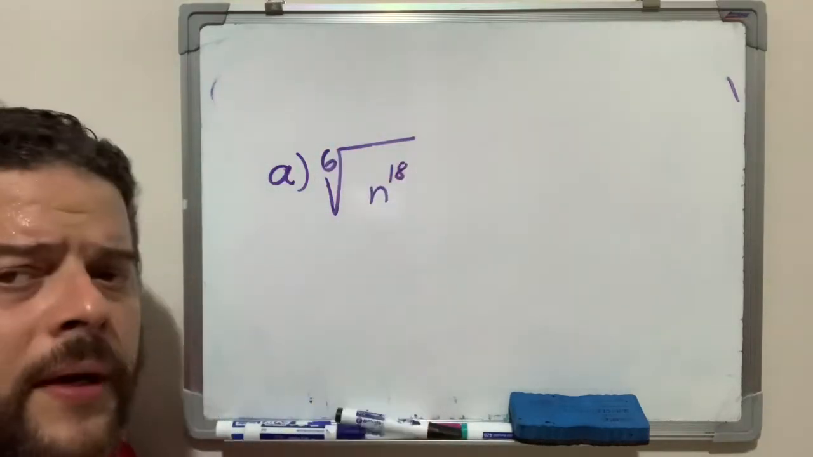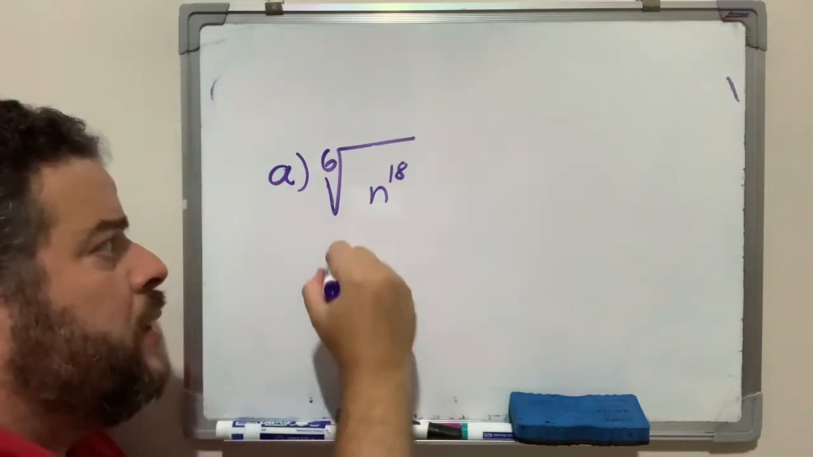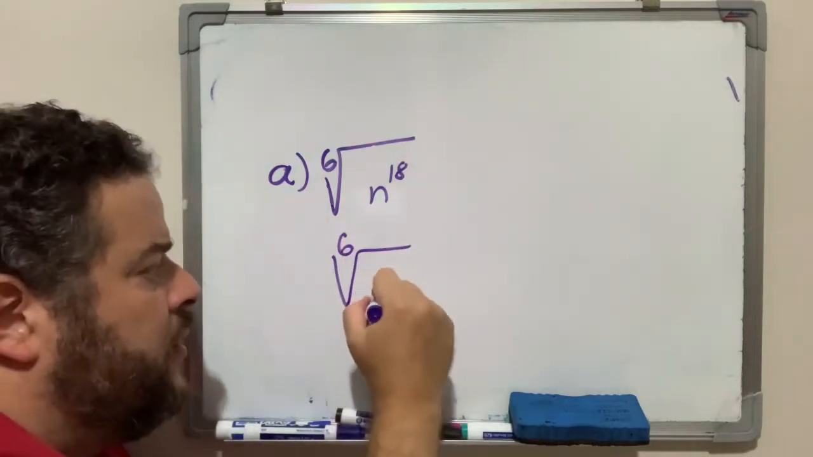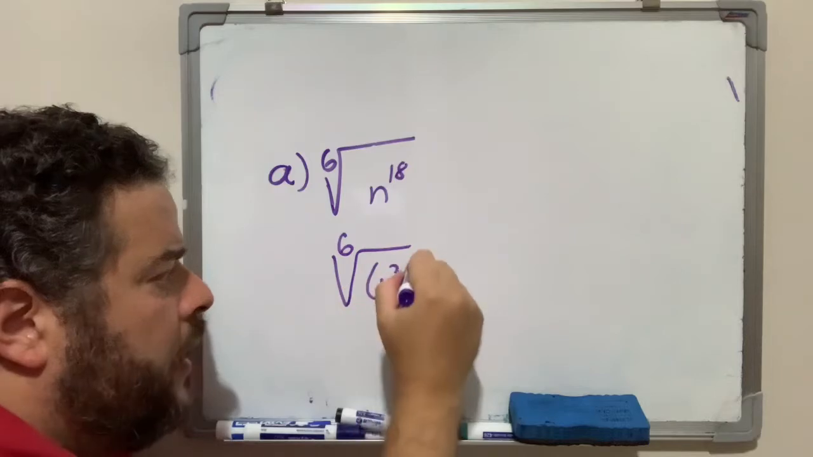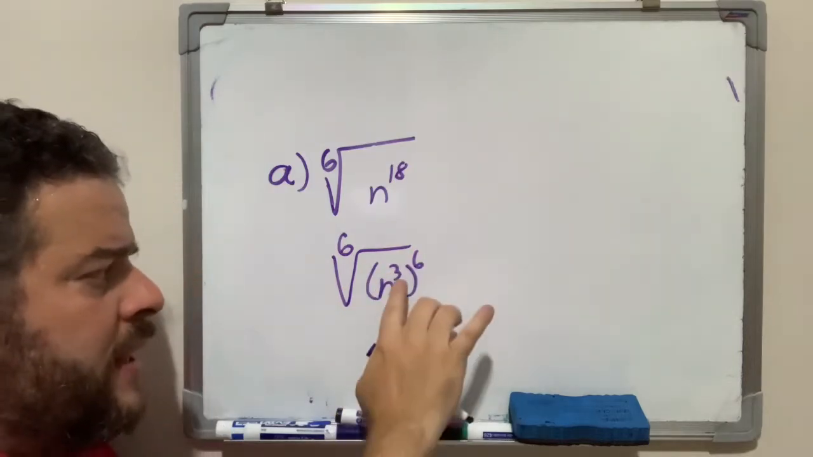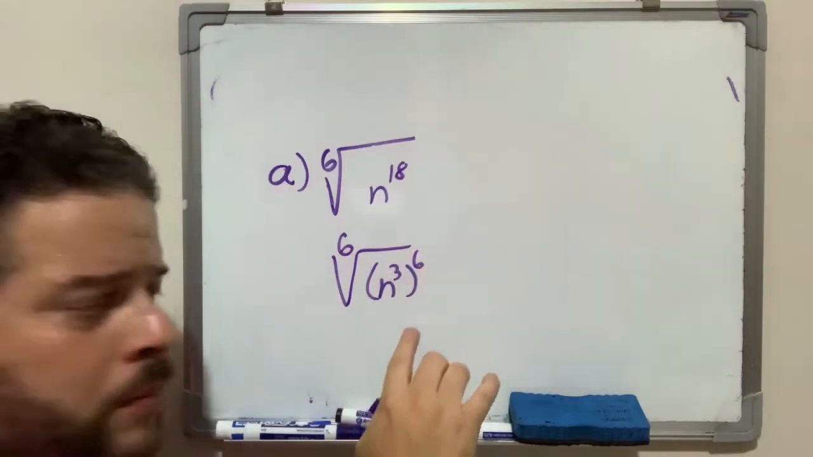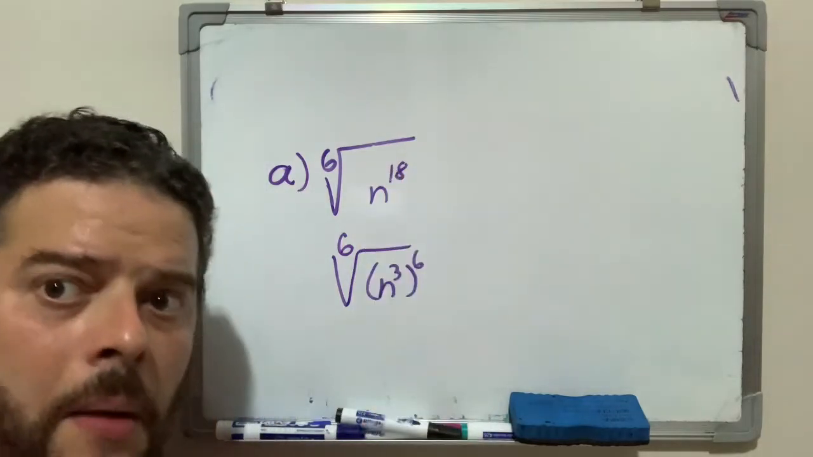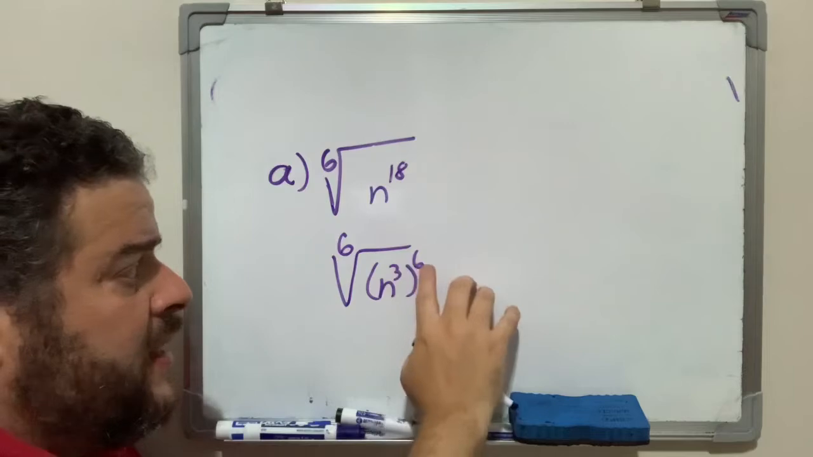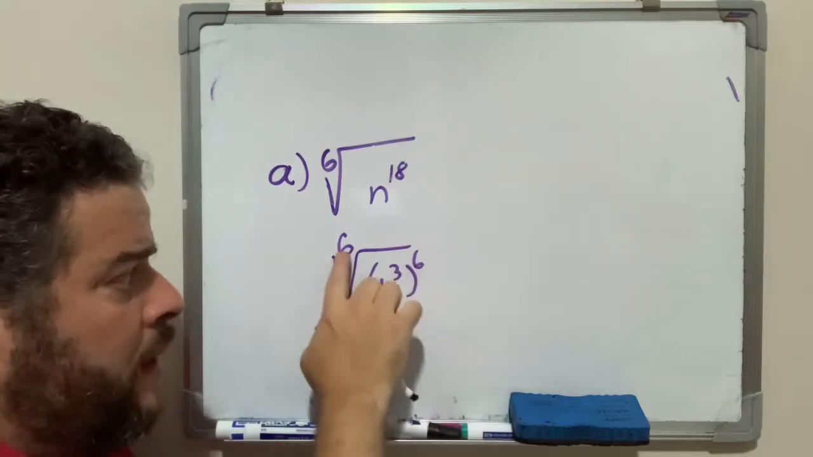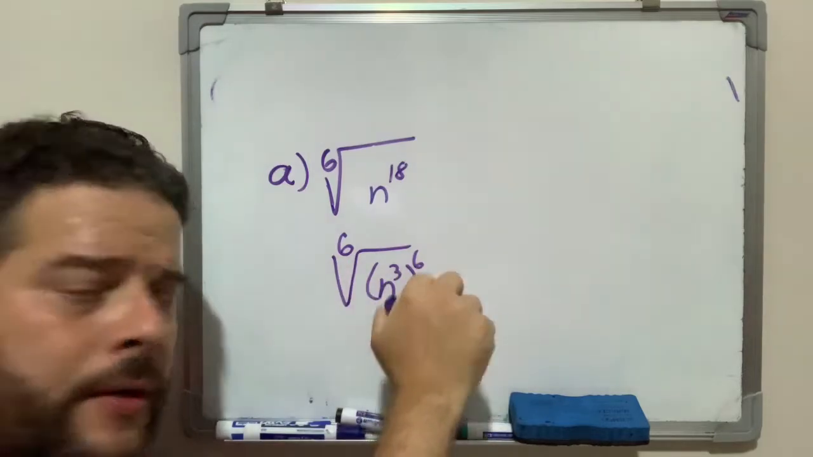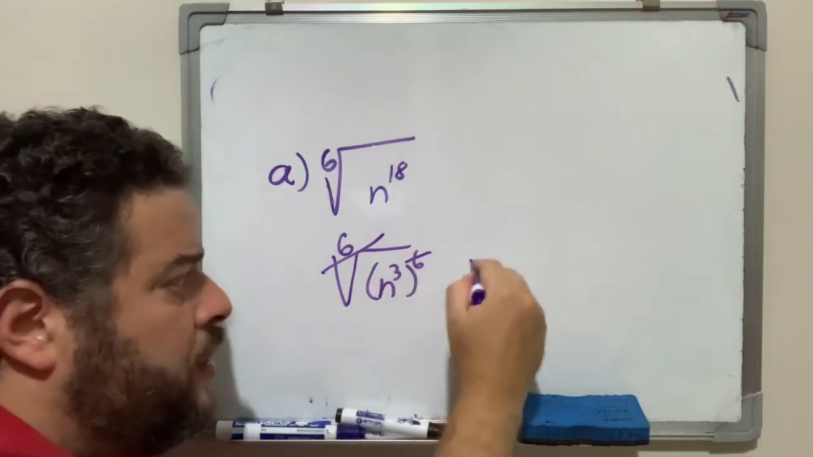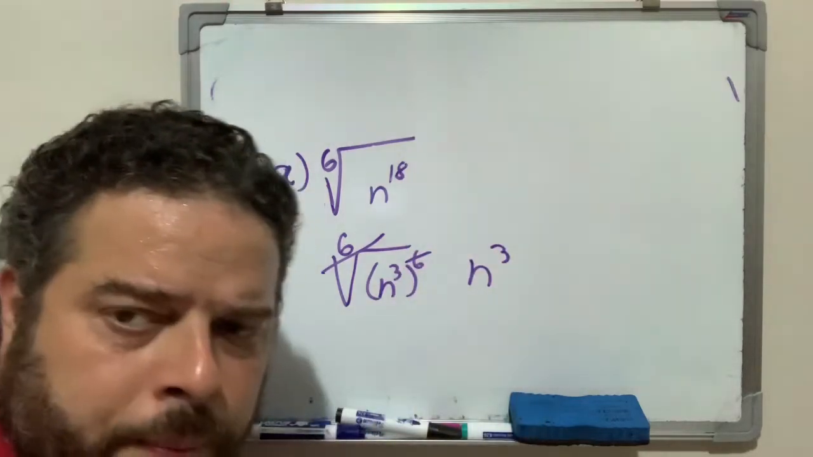Again, knowing the rules of the powers and exponents, you can say that this is identical to n cubed elevated to the 6th power. Because again, power of a power you multiply. When you multiply these two, you end up with 18. But now, 18 is the same thing as this, only now the 6th root and the 6th power, they cancel each other out and you're left with n cubed.